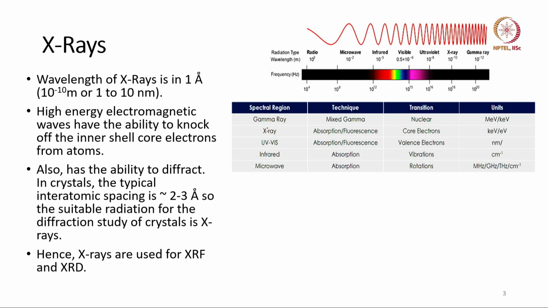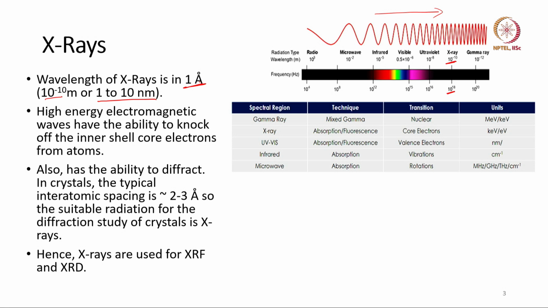So, this part of the electromagnetic spectrum is called the X-rays, and the wavelength is of the order of 10 to the power minus 10. As you can see, the energy is increasing. So, we call X-rays very high energy rays, and the wavelength is of the order of 10 to the power minus 10 meters, or in nanometers, of the order of 1 to 10 nanometers, or of the order of 1 Angstrom.